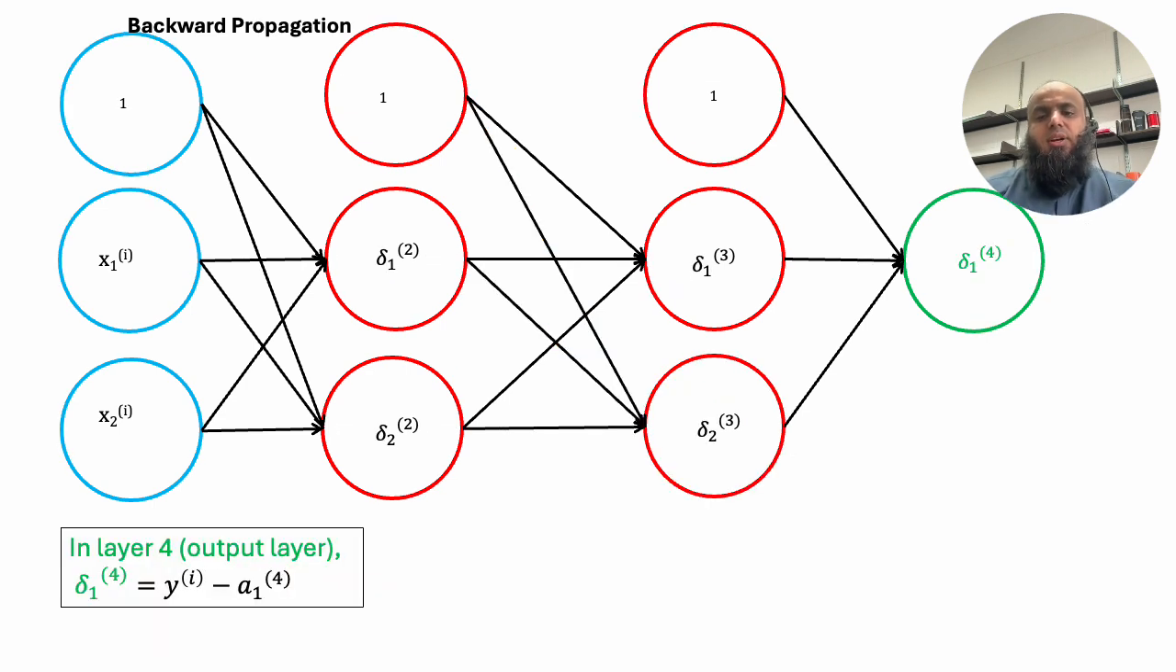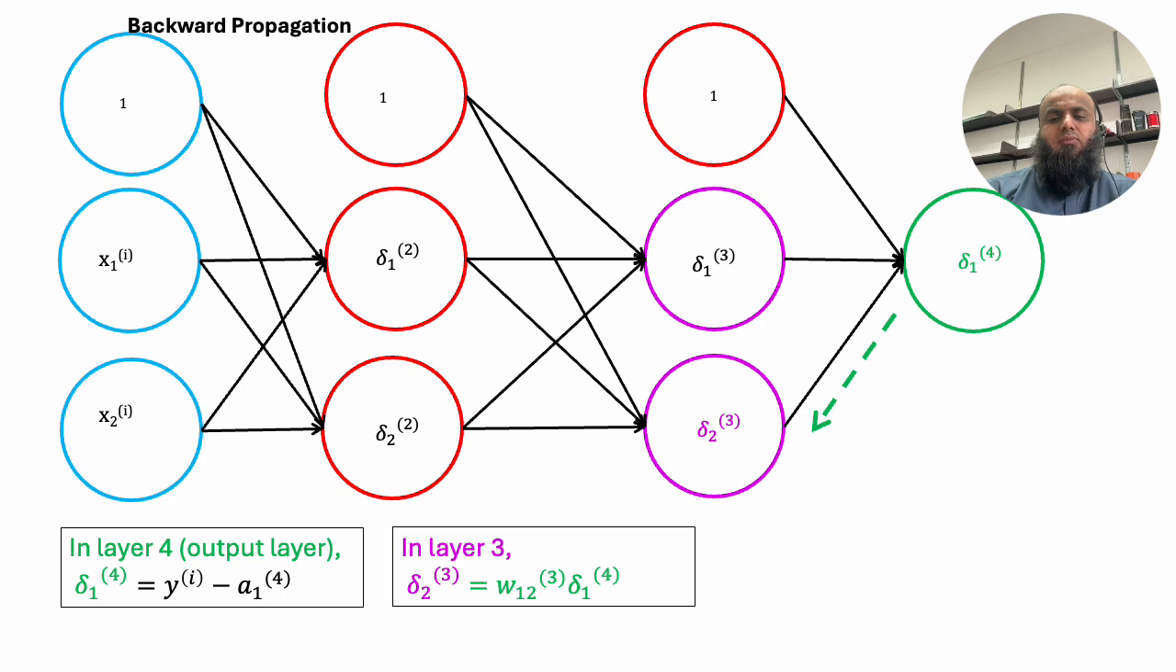If we look at the error in the output layer, it is simply the difference between the desired output and the actual output. The actual output of this unit was A1 superscript 4, and the desired output was the value of Y that we know in advance. So for each input sample, the difference between these two can be regarded as the error, in very simple terms. We now have the error associated with this layer, and we propagate this error in the backward direction.